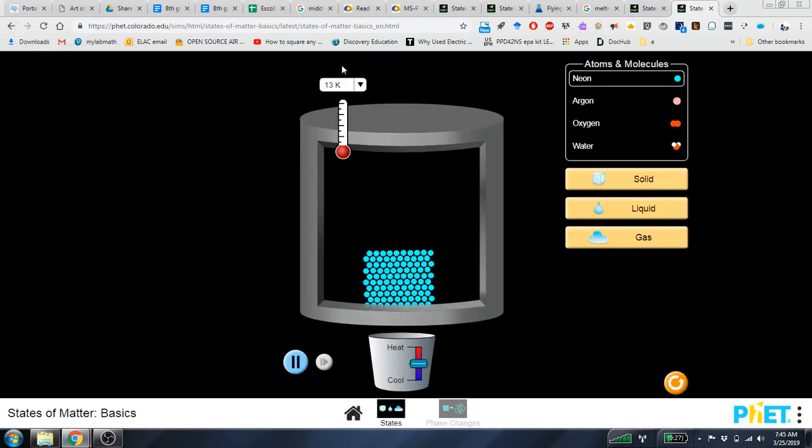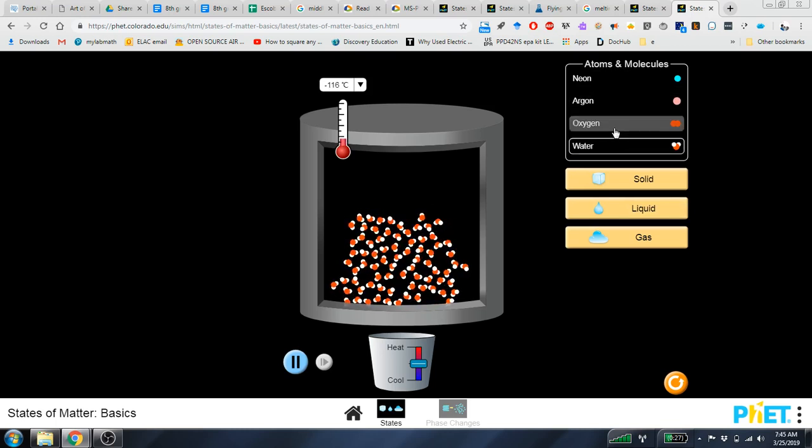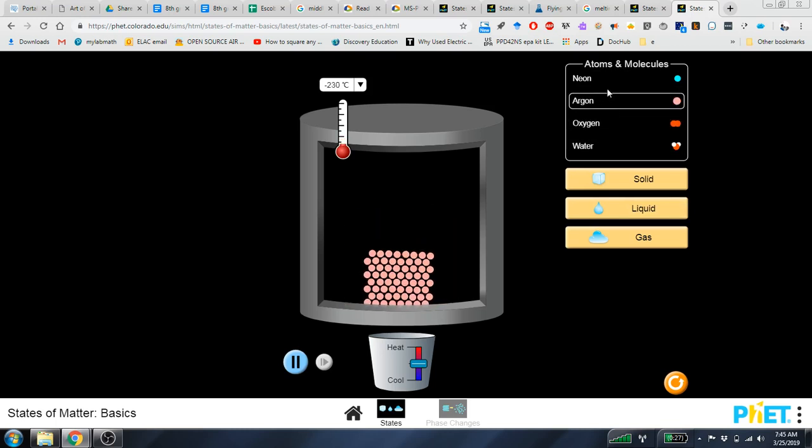There's a container. There's a thermometer. Students should change this to Celsius immediately so that they could work with something that they're a little bit more familiar with than Kelvin. There are 4 different substances. Students should try all 4 substances just for fun, just to see what happens. And there are 3 states of matter.